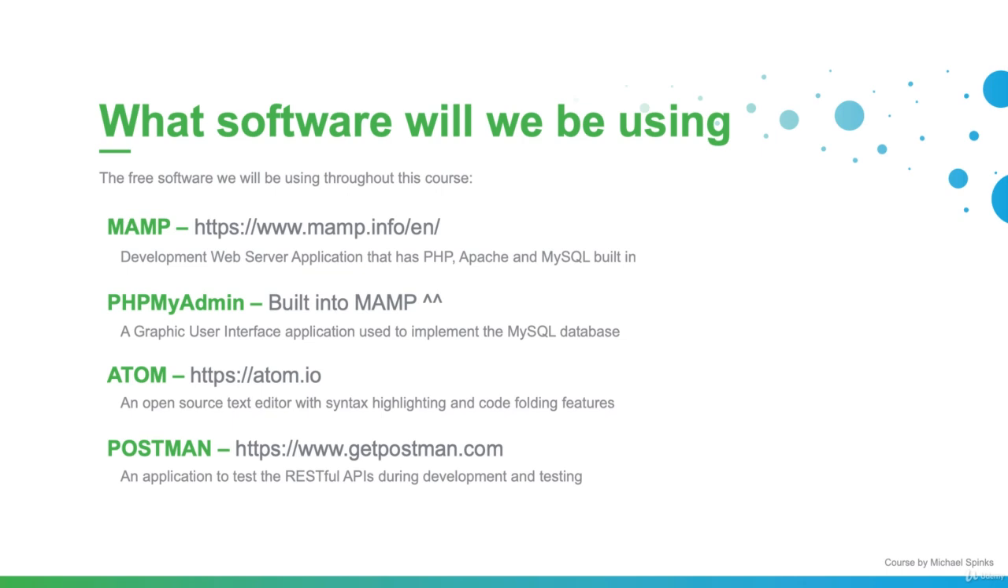Moving on, we'll install Atom. This is a code editor, it's free, open source, and it's very good. Next, following that, we'll install a program called Postman. This allows you to test out the APIs. Okay, we'll start by installing MAMP.